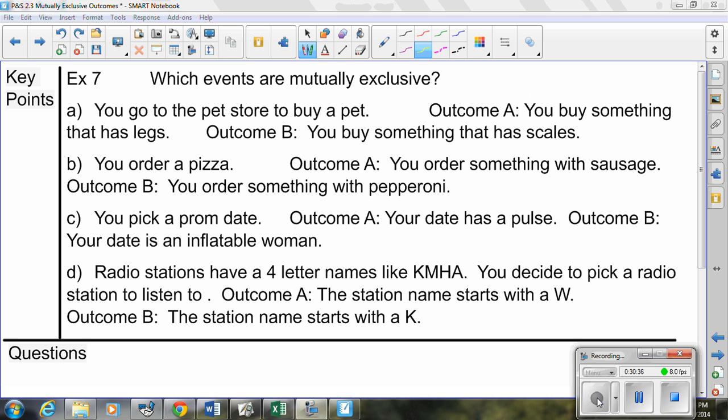Okay, so which of these events are mutually exclusive? Remember, what does mutually exclusive mean? Mutually exclusive means it's impossible to happen at the same time. So for part A, you go to the pet store to buy a pet. You buy something with legs. Option B, you buy something that has scales. Could you have that happen at the same time? Well, is there a pet that has legs and has scales? Yeah, you've got lizards. Lizards are both.